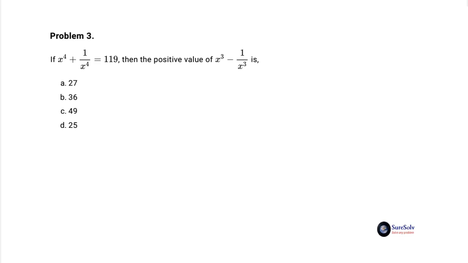Analyze the problem and think how you would solve it. The two-factor expansion of x cube minus 1 by x cube is x cube minus 1 by x cube equal to x minus 1 by x multiplied by x square plus 1 by x square.